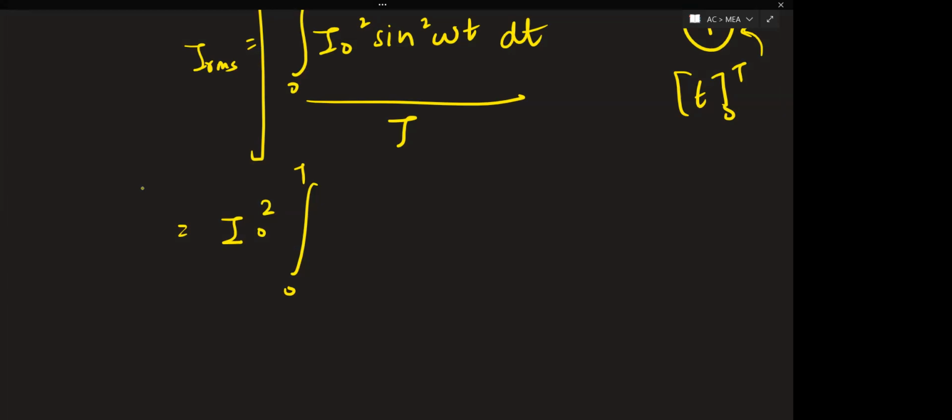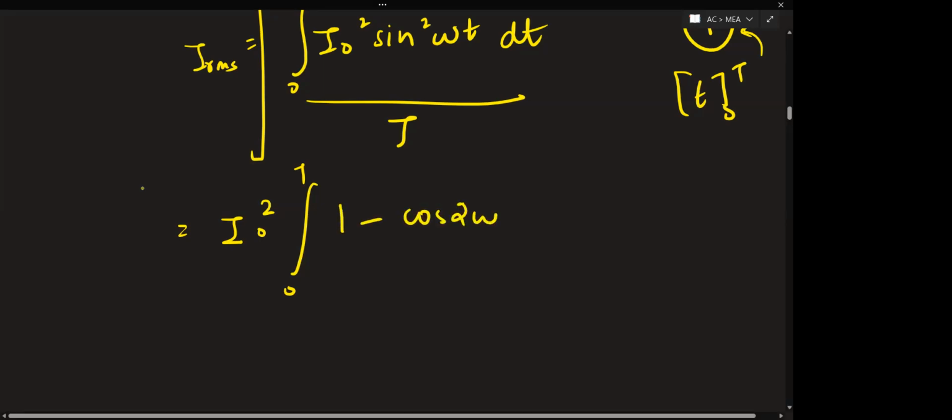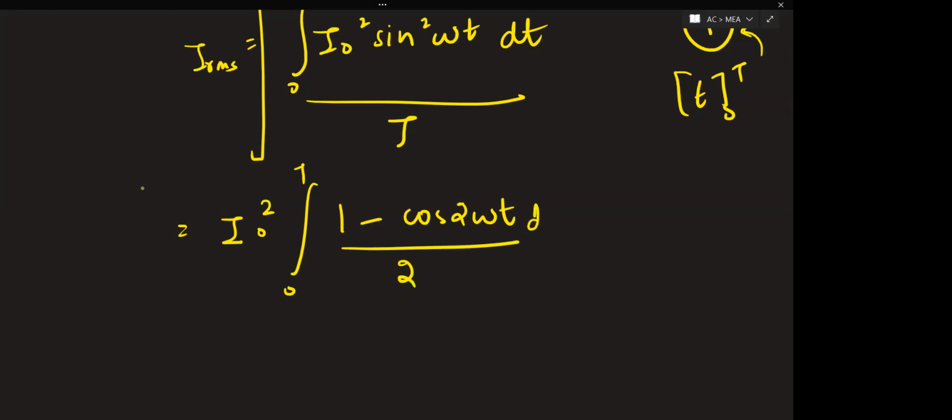I naught sine square omega t. Whenever you have sine square theta, that gives you 1 minus cos 2 omega t divided by 2. This is how you write it before integrating. I'll write down the T as well over here. This is the integration of sine square theta, and within the whole under root, these terms are present.